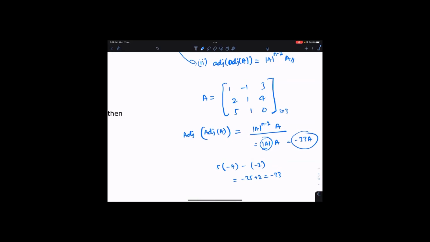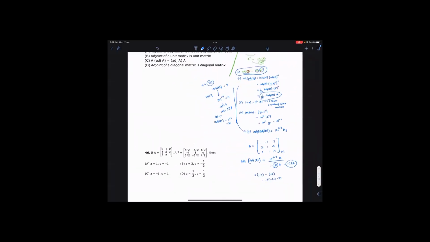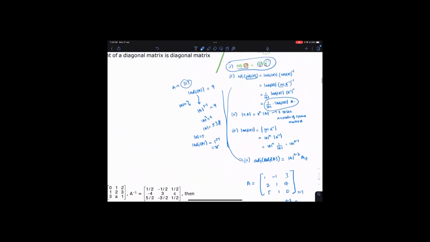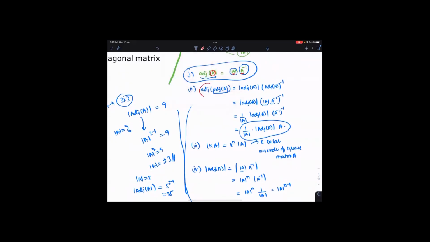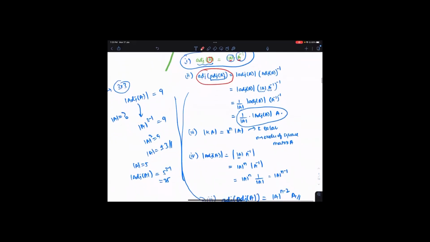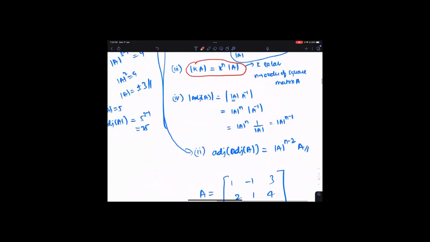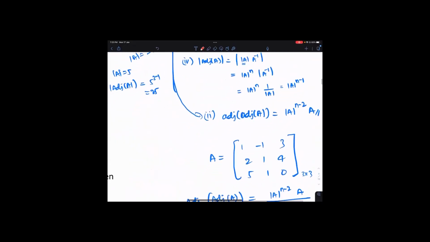Keep that in mind. This is one important rule. Fine. So we have seen what is adjoint of A. Det of K is this. And det of adjoint of A is what here? Det A power n minus 1.